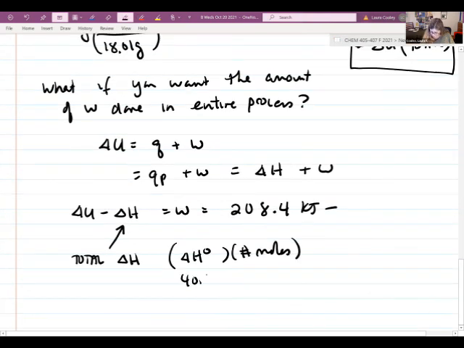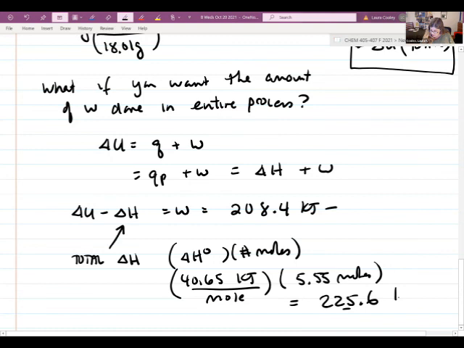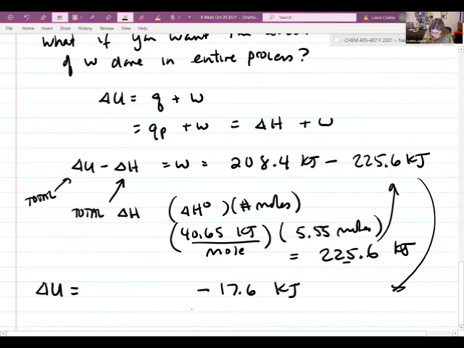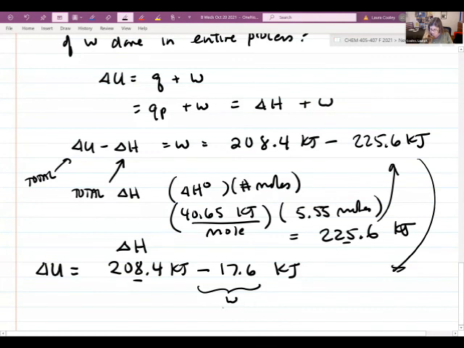So that would be 40.65 kilojoules per mole times 5.55 moles, or 225.6 kilojoules. And that's what goes here. So this is total delta U minus total delta H gives you the total work that was done. And so this comes out to be negative 17.6 kilojoules. So delta U is Q plus W. Here's the work. The heat was 208, right? This is our delta H. And this was the difference between the two. This is the work.